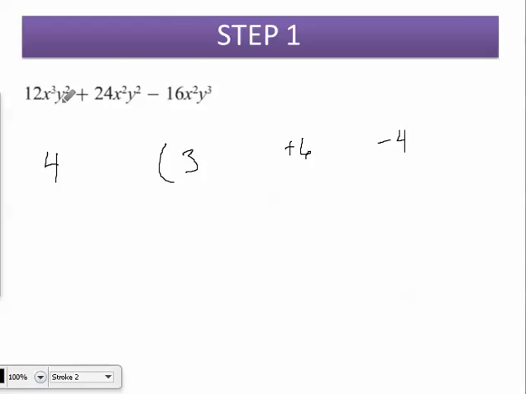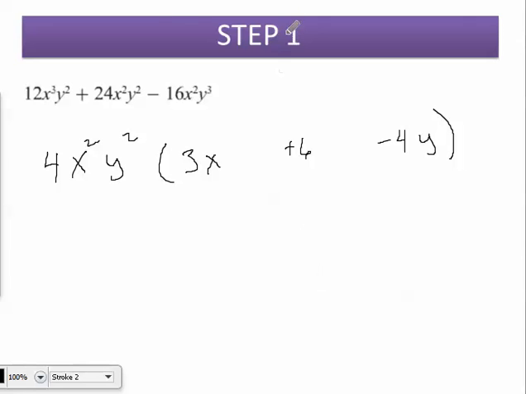I can look here and I see an x cubed, an x squared, and an x squared. I'm going to pull out an x squared out of every term. That's going to leave me an x here, and it's going to leave me a 1 in each of those, which is multiplied by 1, doesn't do anything. I see a y squared, and a y cubed. I'm going to pull out a y squared. That's going to leave me a 1 here. It's going to leave me a 1 here, but it's going to leave me a y down here. That would be my factor.